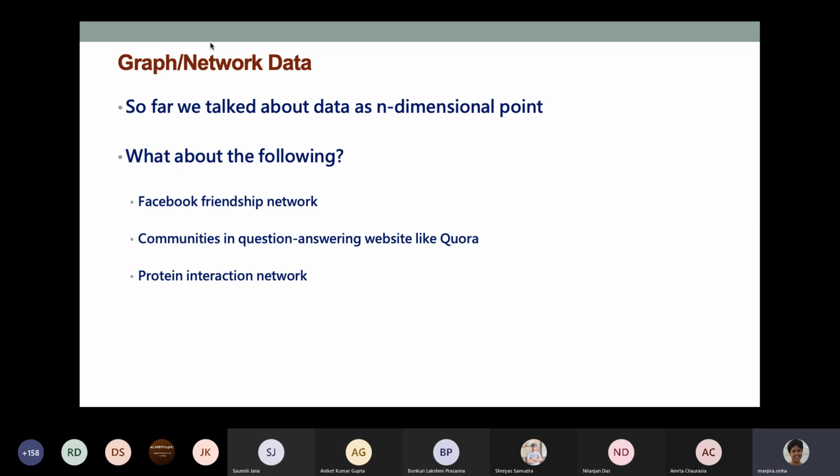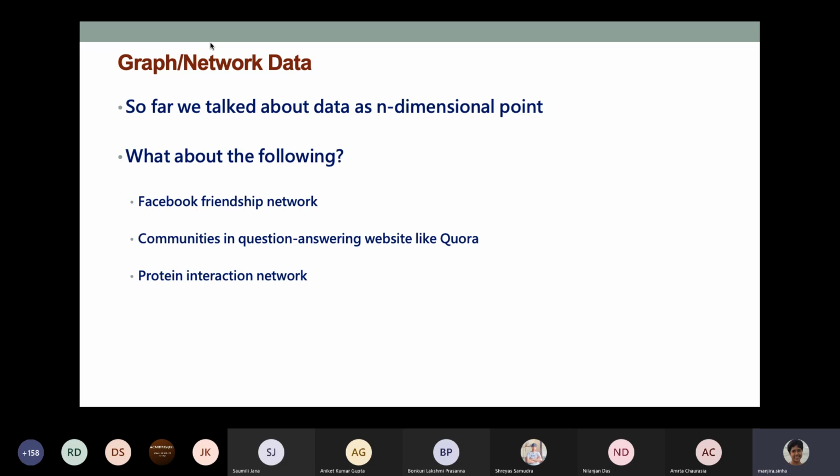So far we have talked about data as n-dimensional points. As we have seen in our last k-nearest neighbor classification, we take our training example as a feature vector over a d-dimensional or n-dimensional feature space. And also no two training examples were connected to each other. All of them were treated as discrete examples, right? But what about the following things?